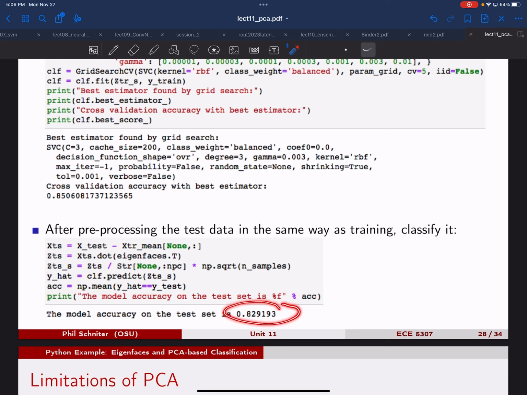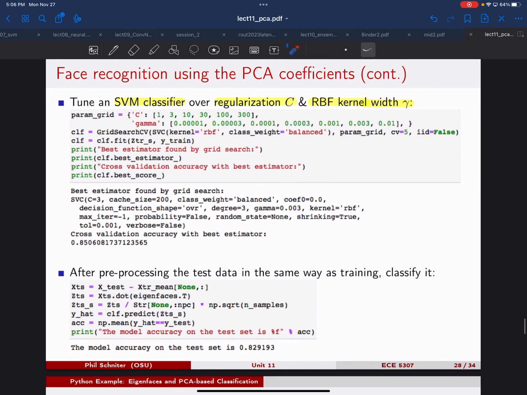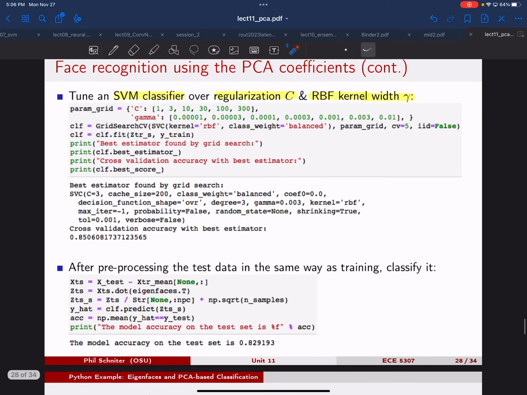On the test data, we got 83% accuracy, on the training, 85. Those are pretty comparable, so it looks like things were working pretty well. Now, I don't know exactly what the performance is without any PCA compression. It's probably going to be a bit better, but it takes forever to run, so I never waited that long.